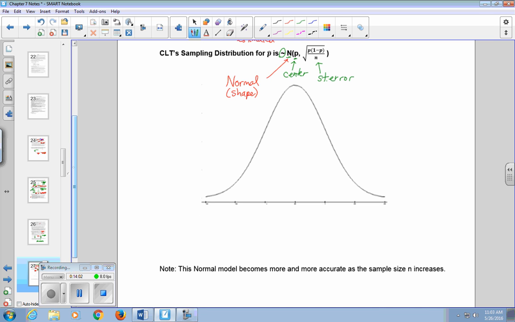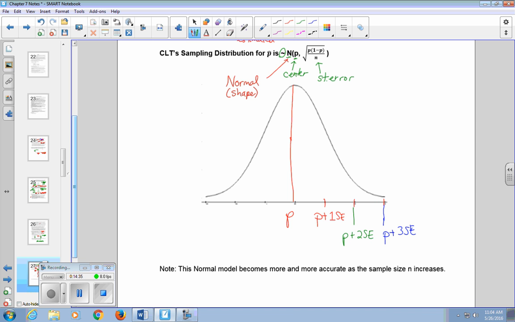In picture form, we know that the peak should be right at the middle, should be right at p. Then 1, 2, and 3 standard deviations above, but since we're dealing with a sampling distribution, we're going to call these standard errors. So this is p plus 1 standard error. This one's going to be p plus 2 standard errors. And here p plus 3 standard errors.